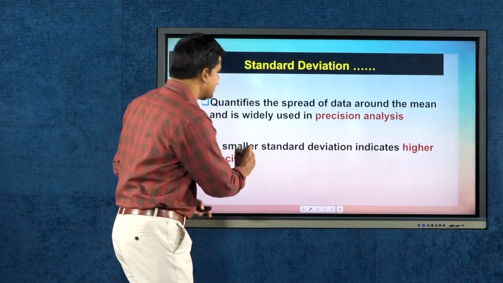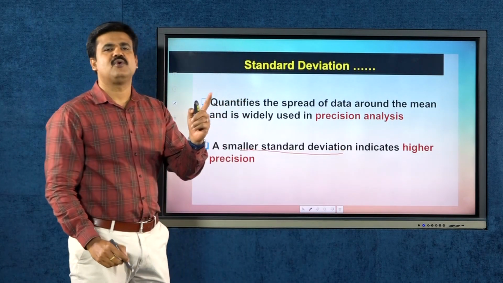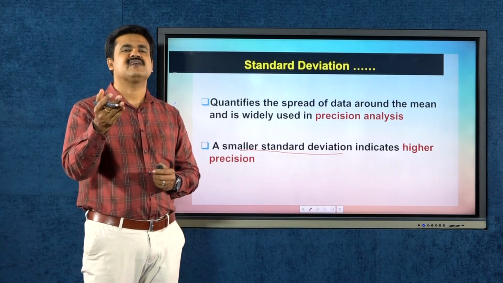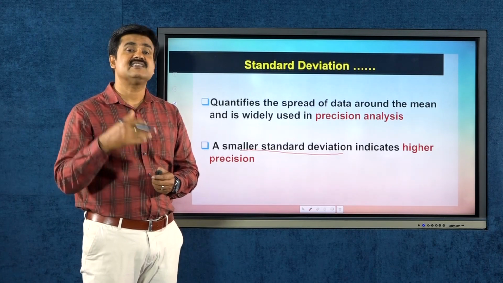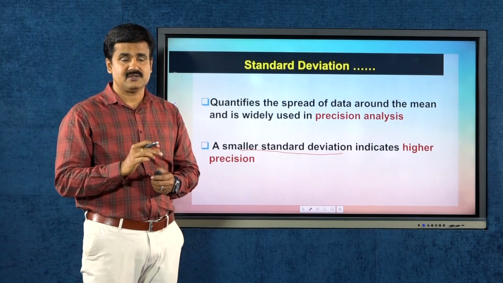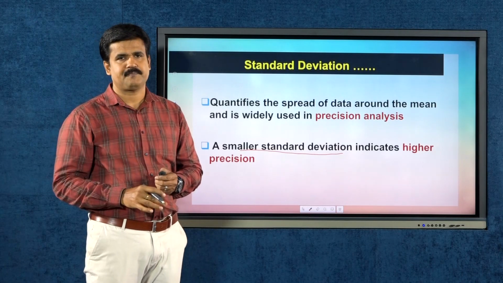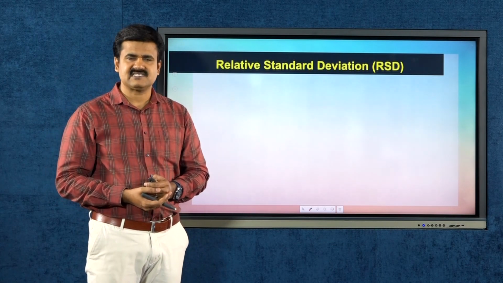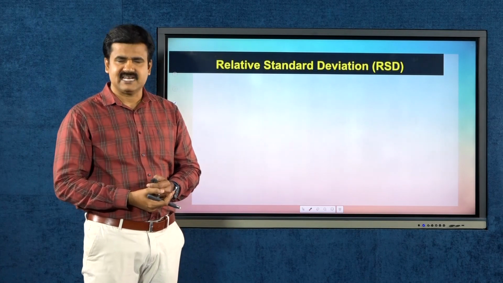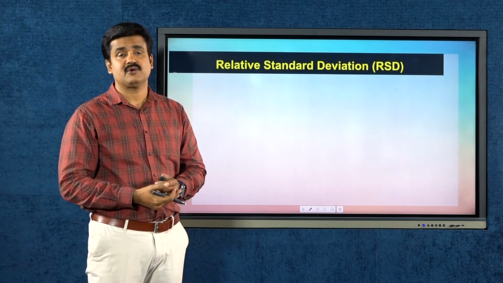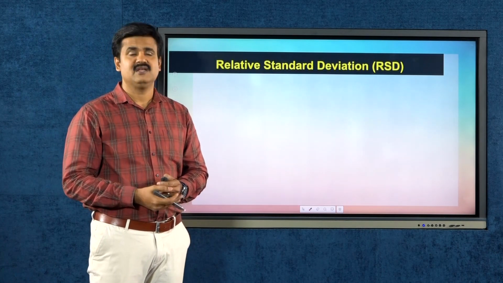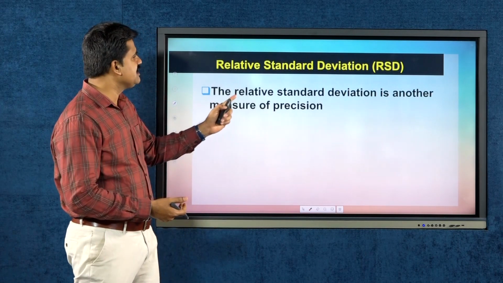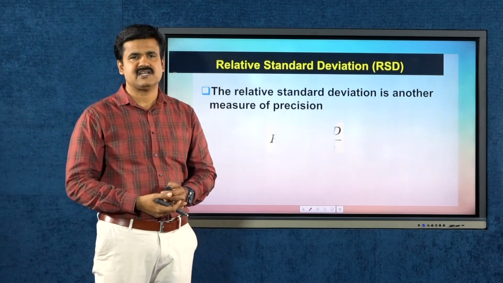A smaller standard deviation, this point is very significant, a smaller standard deviation indicates higher precision. So, if you are having a set of values, you can say that it is highly precise if the magnitude of standard deviation is less. Now, relative standard deviation, it is abbreviated as RSD. You are familiar with the concept of standard deviation. And now we are focusing on another concept, another statistical method used to express the precision, that is relative standard deviation. The relative standard deviation is another measure of precision, absolutely.